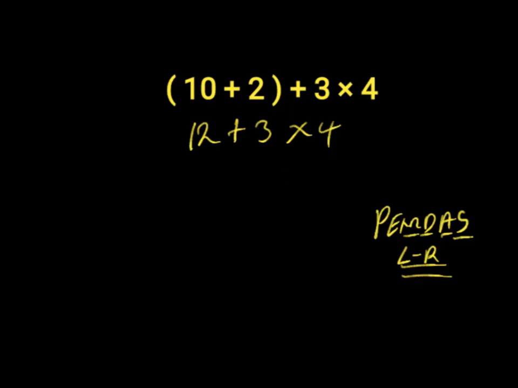3 × 4 will give us 12. Then we have 12 + 12. 12 + 12 will give us 24. 24 is the right answer to this question.